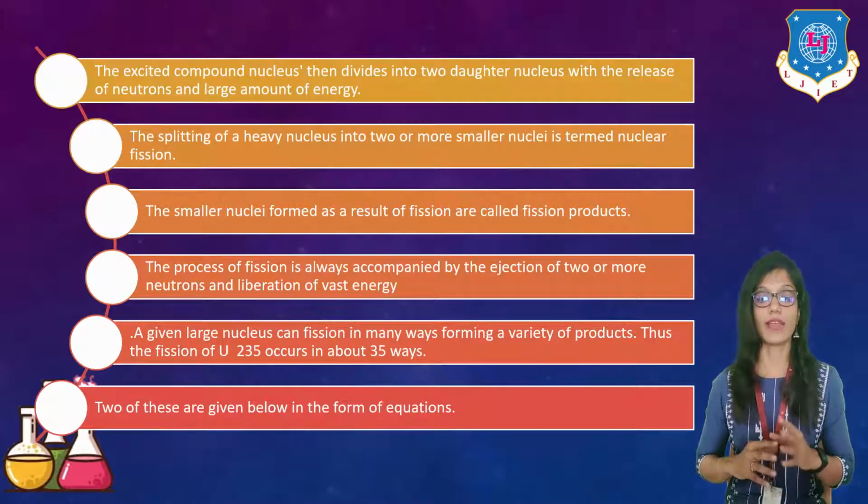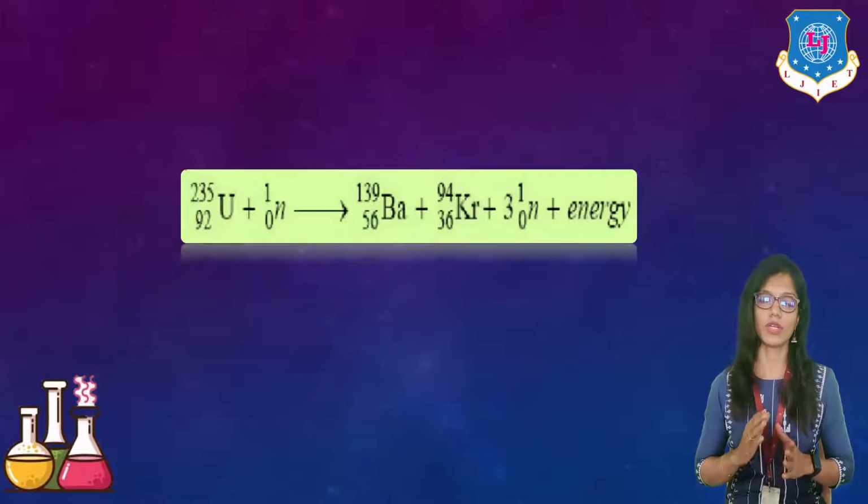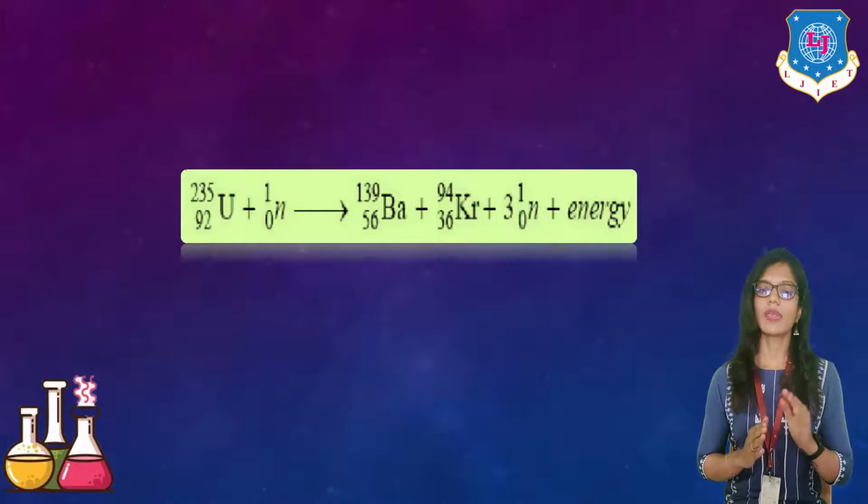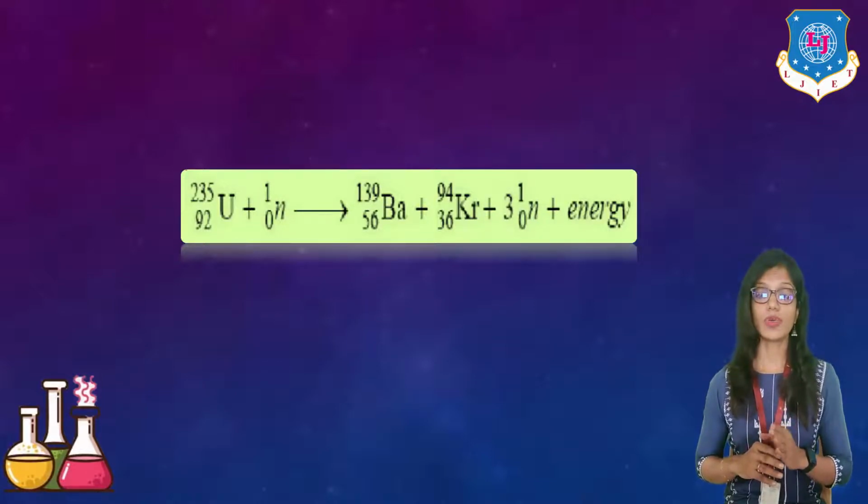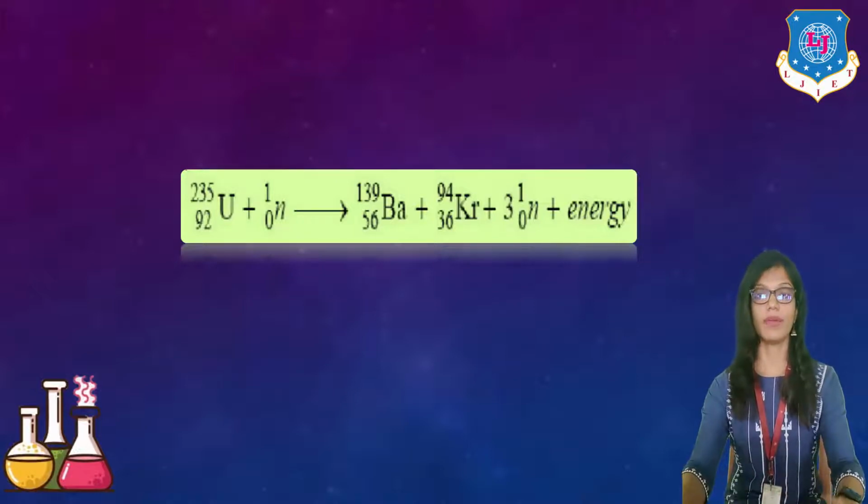A given large nucleus can fission in many ways, forming a variety of products. Thus, the fission of uranium-235 can occur in about 35 different ways. Two of these are given below in the form of equations. In the first one, as you can see, uranium-235 (atomic number 92) is bombarded with a neutron, 0n1. It will convert itself into barium-139 (56) plus krypton-94 (36). It will also release 3 other neutrons, 0n1, plus a huge amount of energy.